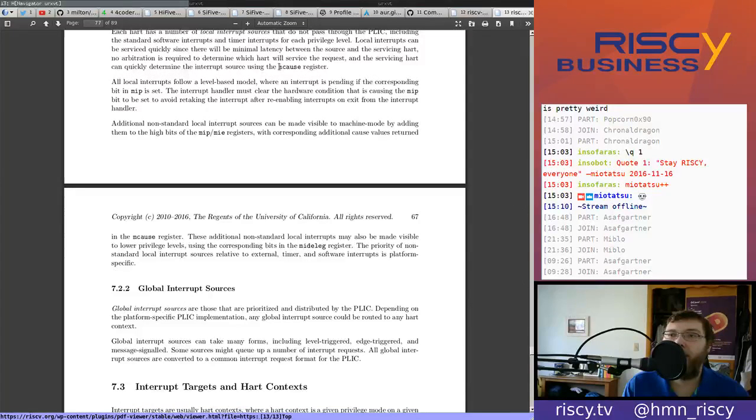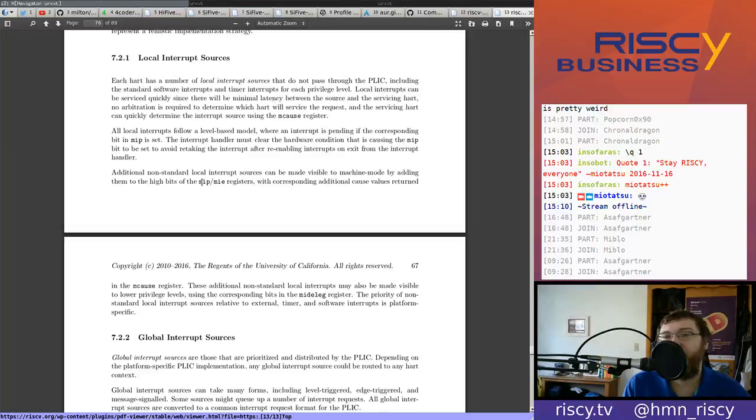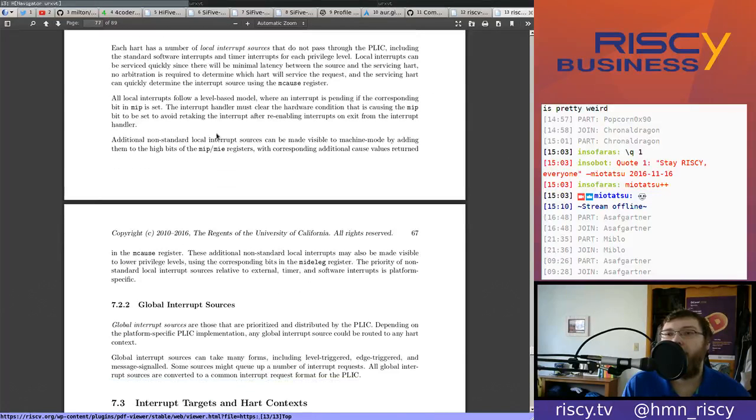So that gives us some useful information. The mcause register can be used to determine the source of an interrupt. I don't know if that applies to global interrupts as well, but at least for local interrupts, that's something we can do. And local interrupts are things like software interrupts and timer interrupts for the various privilege levels.